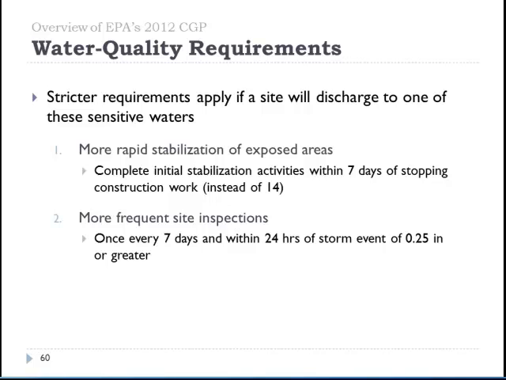And the more frequent inspection requirements are to ensure that any problems that could lead to a pollutant discharge are identified as soon as possible. So the permit requires that inspections be conducted once every 7 days and within 24 hours of the storm event of a 1/4 inch or greater, which is more stringent than the regular inspection requirements, which I'll discuss in just a bit, which provide the choice between inspection frequencies.